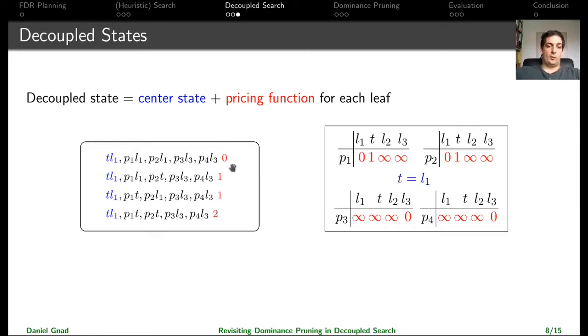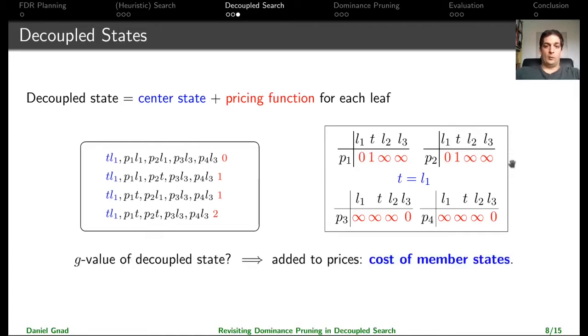And these have the corresponding costs of 0, 1, or 2, depending on which combination we choose, which is basically just the sum of the prices of the leaf states that we choose to be reached. Now, what if the decoupled state is not actually the initial state, but was reached on some path, so it has some g value? Well, then the cost of the member states of the decoupled state are basically computed by adding the g value to their price. And this is important because it captures all the cost that we have to spend to reach this member state in this decoupled state here.